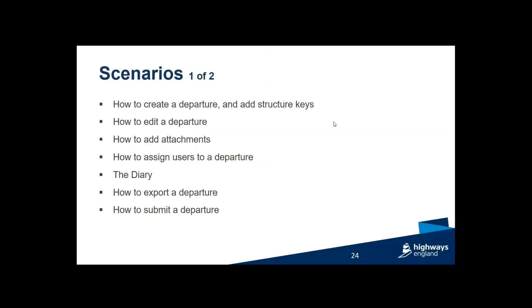So I've made a list of scenarios we're going to cover, and the first of those scenarios is this page. How to create a departure and add a structure key, how to edit a departure and add attachments to it, how to assign users to a departure, what is the diary, and then how to export and submit a departure. I'm going to move to the tool now to do these scenarios, and then we'll return to do the second set of scenarios, which is focused on the review section of the departure. To start with, we're going to look at how to create, edit, and add attachments to a departure.